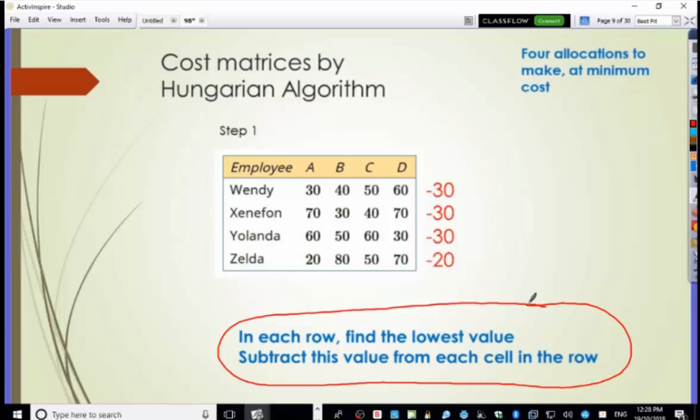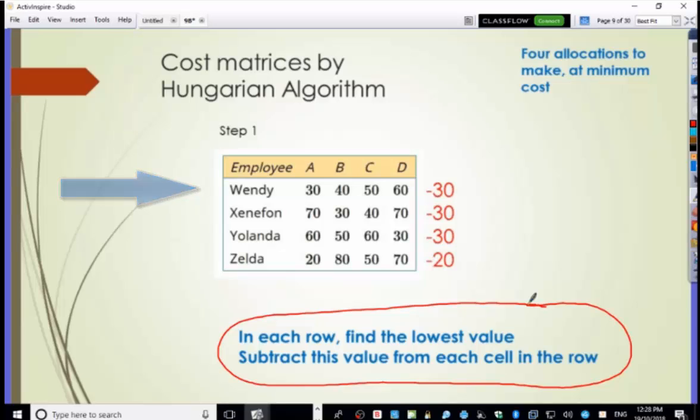What we're going to do is get as many zeros in this matrix as we can, not the way that you want to do it, but this way. All right, well, can you just concentrate on this first? Wendy's smallest number is 30, so if we take away 30 from Wendy, that's 0, that'll be 10, that'll be 20, and that'll be 30, agreed?